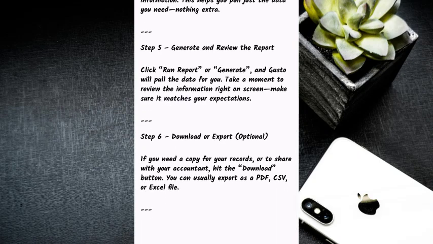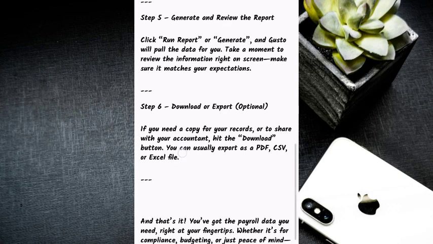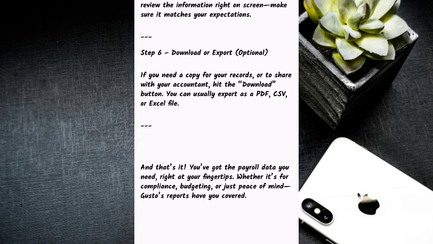Step 6, download or export. Now if you need a copy of your records or you want to share it with your accountant, just hit the download button, and you can usually export as a PDF, CSV, or as an Excel file. And that's it. You've got the payroll data you need right at your fingertips. Now, whether it's for compliance, budgets, or just peace of mind, Gusto Reports has you covered.